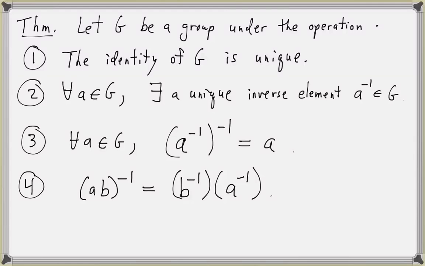Now it's important to note that nowhere in the proof of this statement do we assume that the group G was abelian. So we can't change the order of any of the factors in the products when we're proving these statements. Now for some quick notes about the notation of groups.